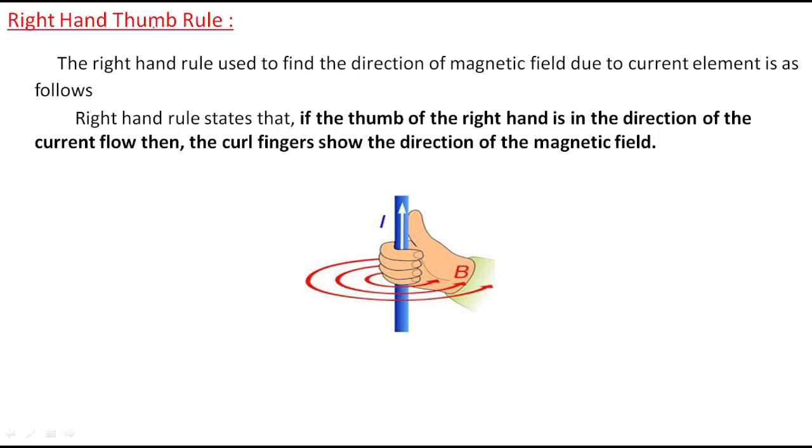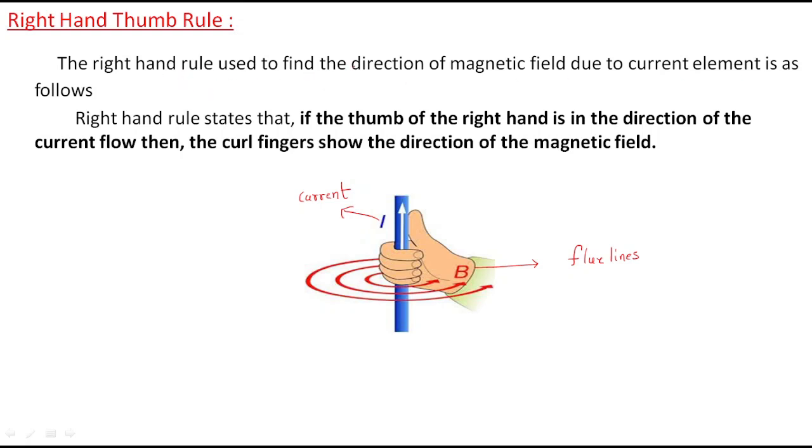By using the right hand thumb rule we will find out the relation between the current and the flux. This B is nothing but the flux lines, or flux. This right hand rule is used to find the direction of the magnetic field due to a current element, as follows.